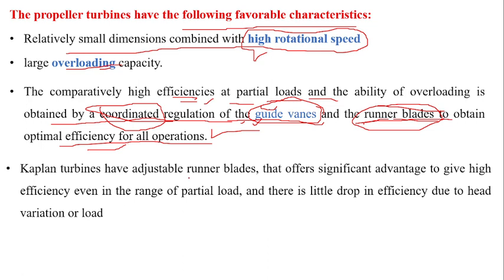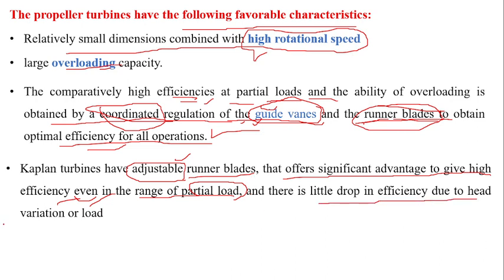Kaplan turbines have adjustable runner blades that offer a significant advantage, giving high efficiency even over the range of partial load. Even at small loads they give good efficiencies, and there is only a little drop in efficiency due to head variation or load variation.